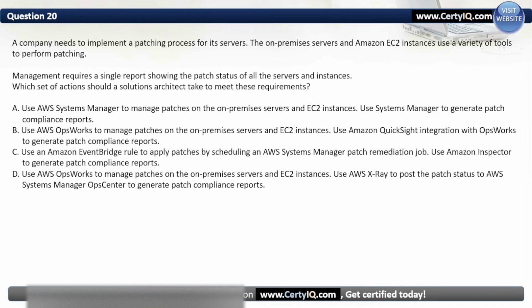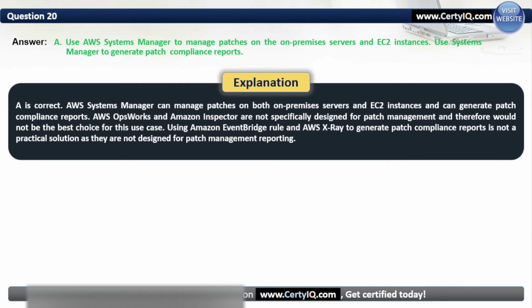The correct option is A. Use AWS Systems Manager to manage patches on the on-premises servers and EC2 instances. Use Systems Manager to generate patch compliance reports. A is correct. AWS Systems Manager can manage patches on both on-premises servers and EC2 instances and can generate patch compliance reports. AWS OpsWorks and Amazon Inspector are not specifically designed for patch management and therefore would not be the best choice for this use case.